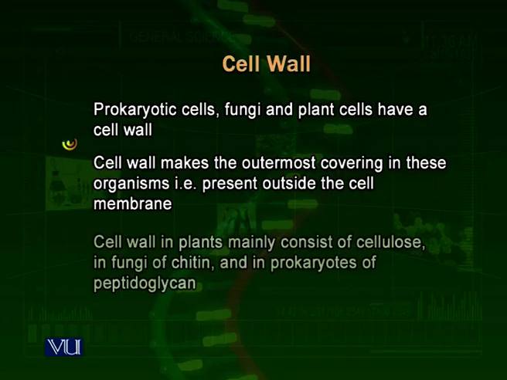The plant cell wall consists of a specific long fiber called cellulose. It also has certain other fibers included in it which attach different cellulose fibers to each other. These are called hemicellulose and pectin. The fungal cell walls consist of another type of polymer called chitin.